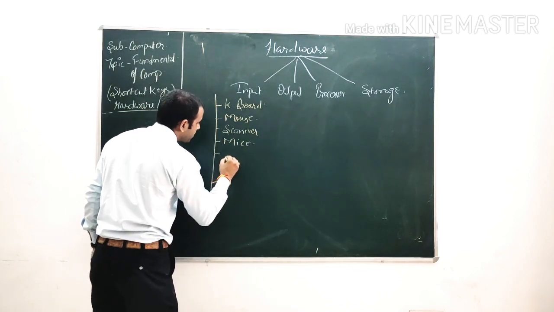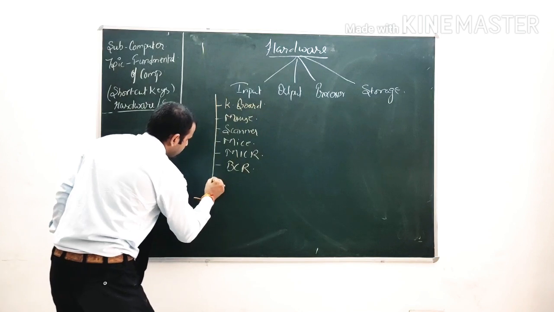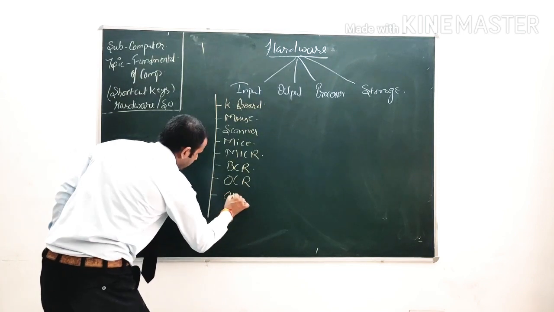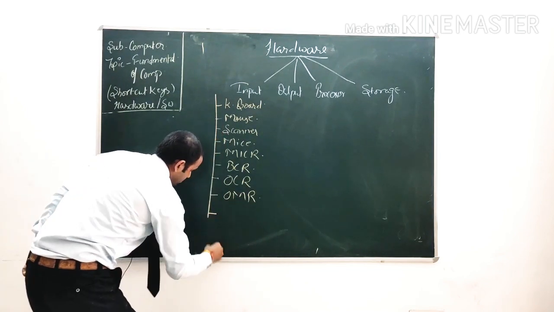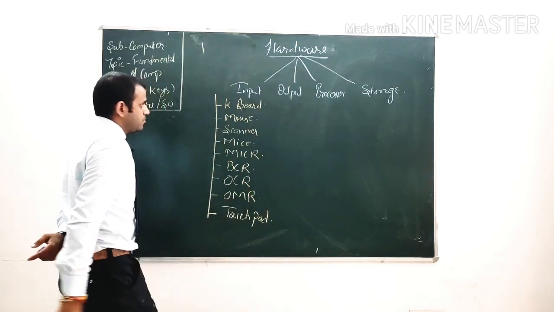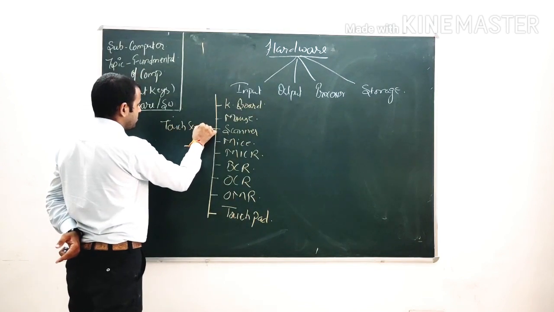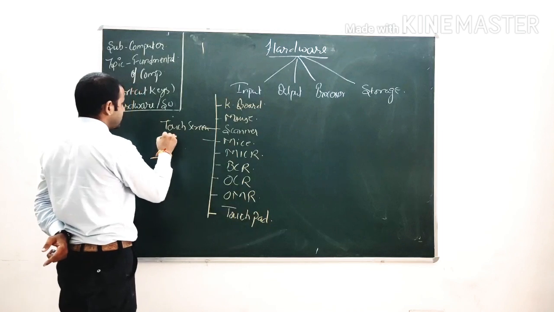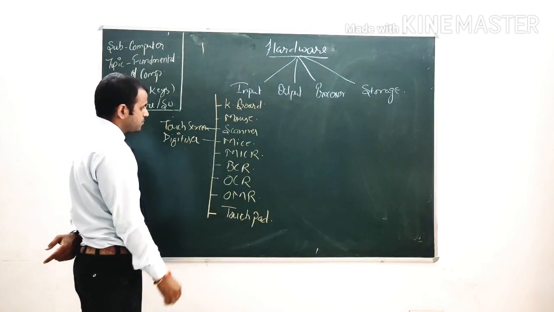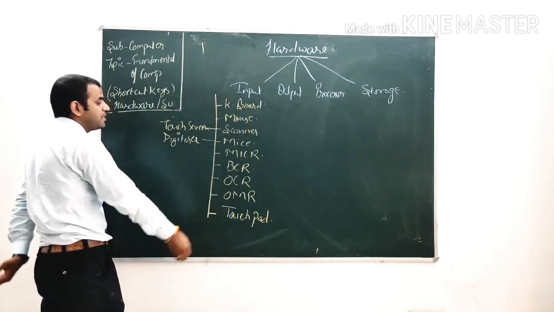Next one, MICR, next one VCR, next one OCR, next one OMR, next one touchpad, okay, next one touch screen, next one digitizer, okay. There are so many devices.